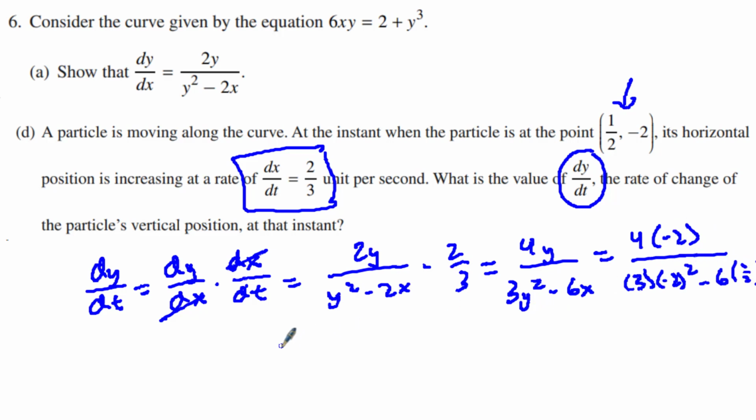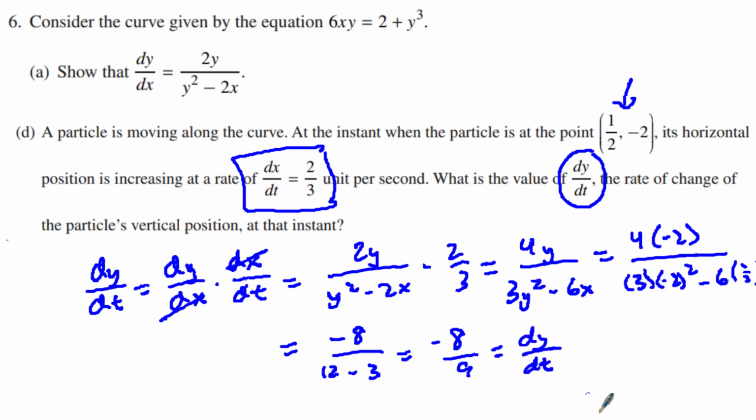So 4 times -2 is -8. We have -2 squared is 4. 4 times 3 is 12. Minus 1/2 of 6 is 3. So we get -8 over 9. And that's what dy over dt is at this exact point right there.